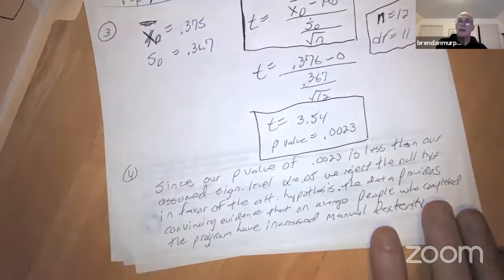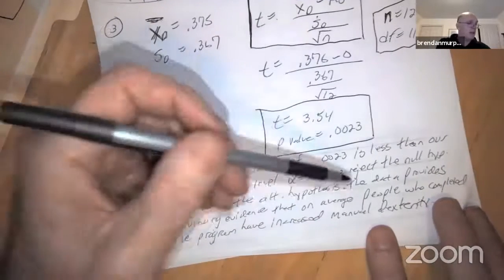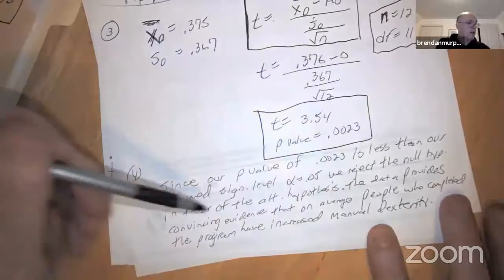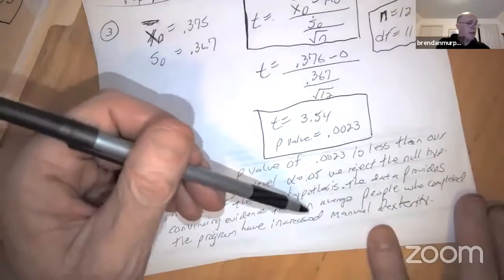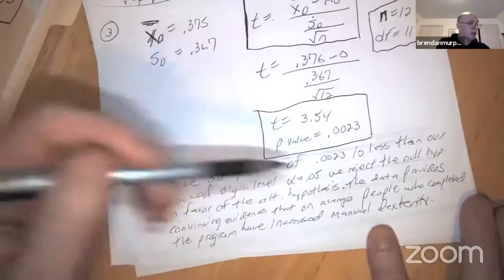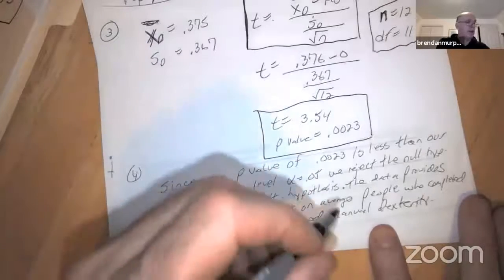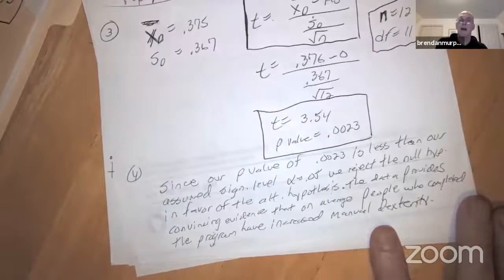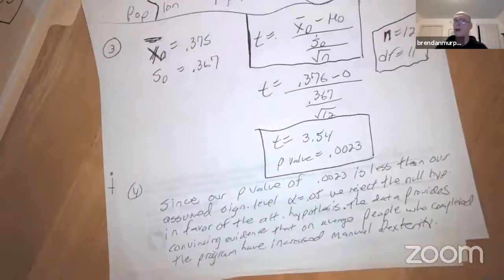And I've made a decision. I'm rejecting the null hypothesis in favor of the alternative. What I don't have is any context, so I need that second sentence. The data provides convincing evidence that on average, people who completed the program have increased their manual dexterity or something like that. So I'm sure Luke's talked about it as well.